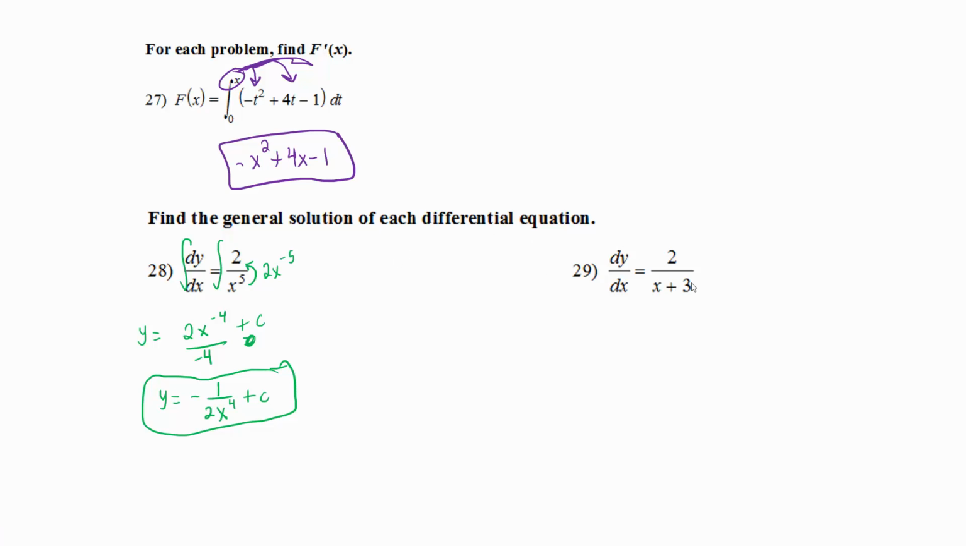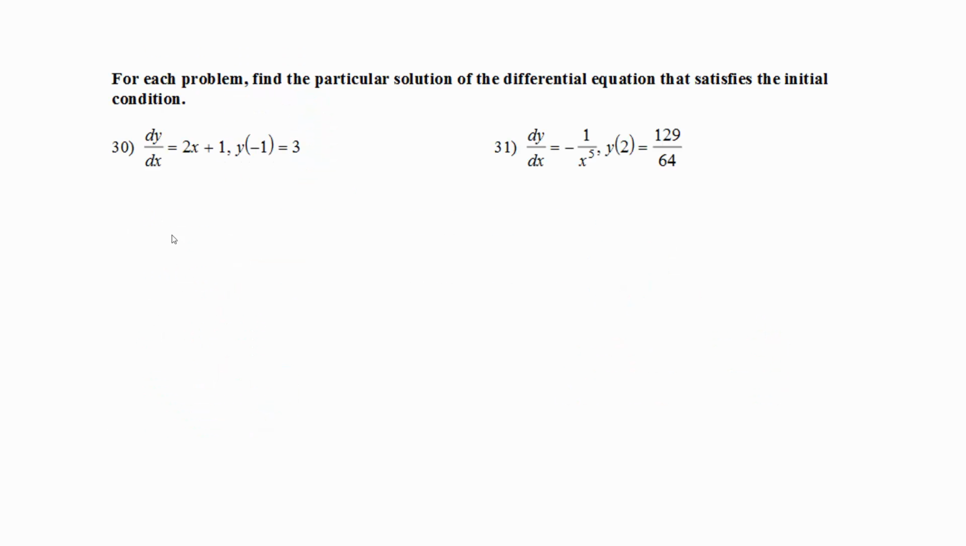Then on 29, no power on the bottom. This is a natural log, so we integrate. You may not be excited about natural logs, but you really should be because they require the least amount of effort. The only thing that makes them difficult is realizing, oh, I can't use the power rule on this because it's a -1, and so that means I have to change it to a natural log.